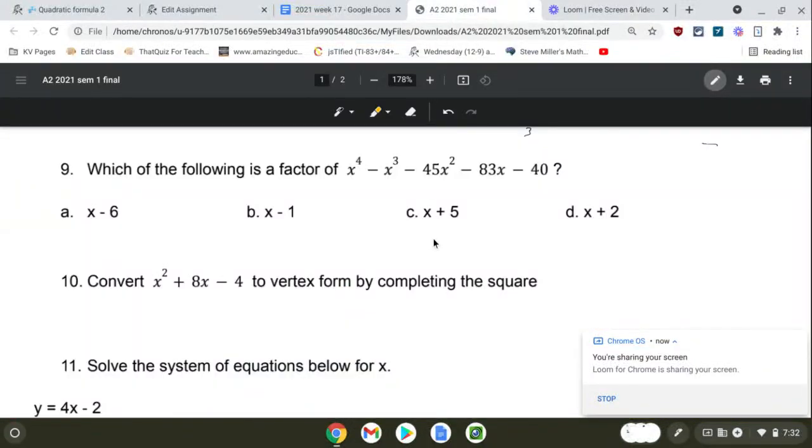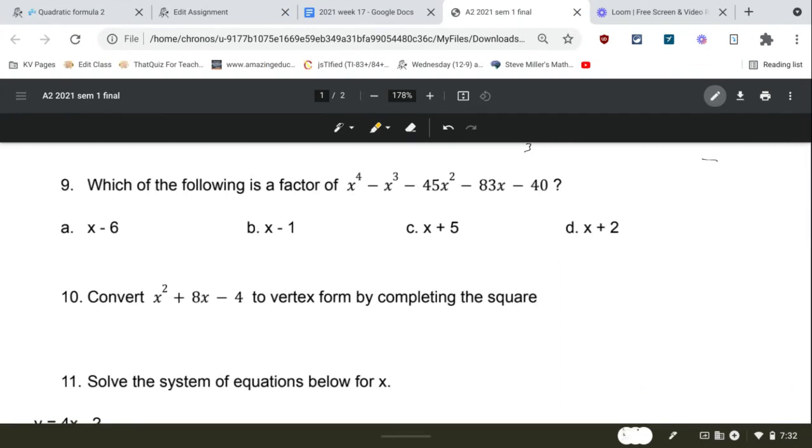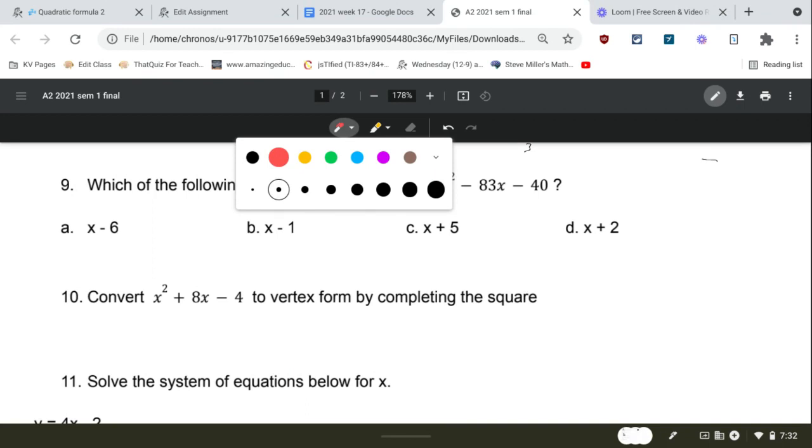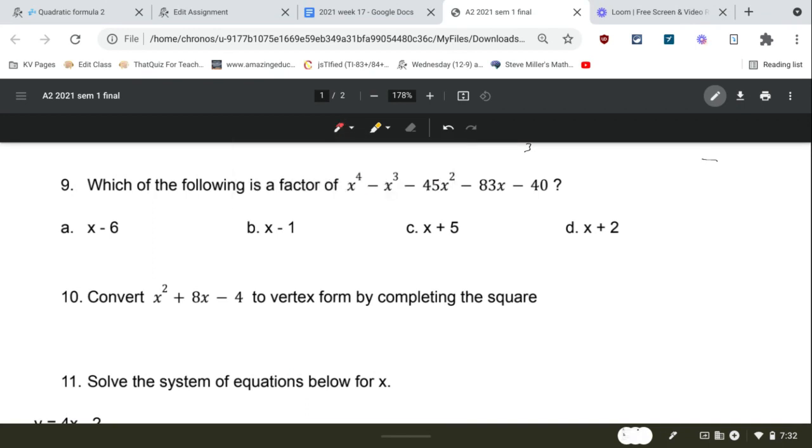All right, so for number 9, the best way to figure out which one of these is a factor is going to be using the remainder theorem. So the remainder theorem was, if you think or you believe that x minus 1 is a factor, then what you do is you plug in 1 for x into this original polynomial. And if it gives you a 0, then that means that 0 is the remainder, and therefore it's a factor.